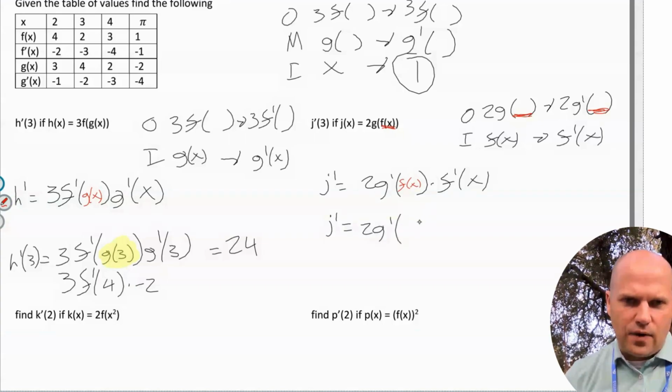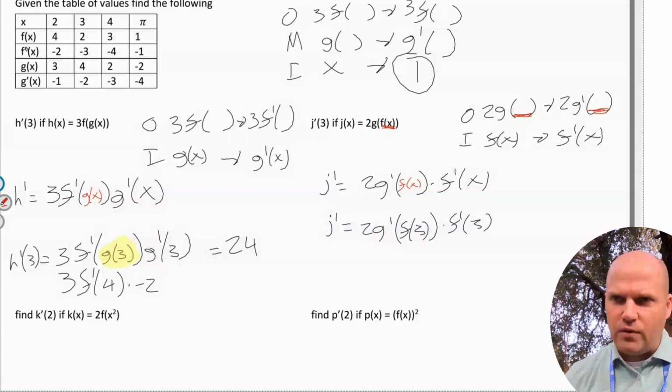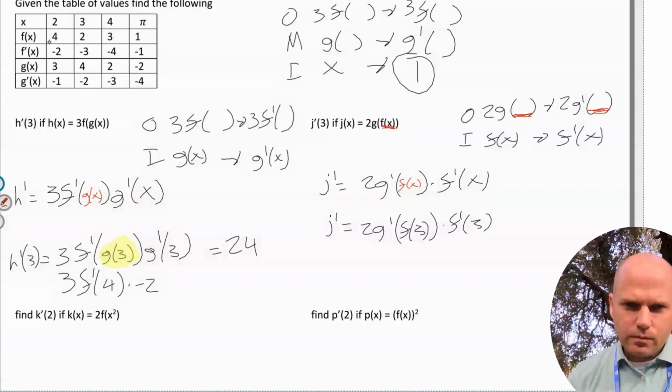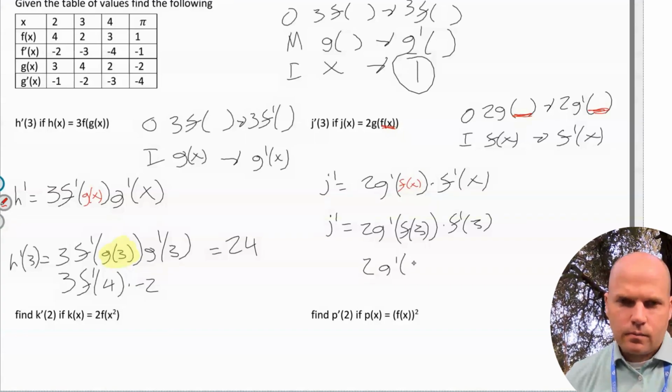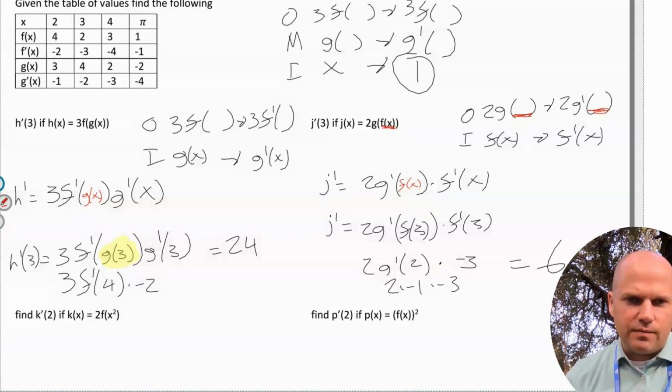2g prime of f of 3 is what I'm trying to find, times f prime of 3. F of 3 from the table is 2. F prime of 3 is -3. G prime of 2 is -1. So 2 times -1 times -3. So that's going to be 6.